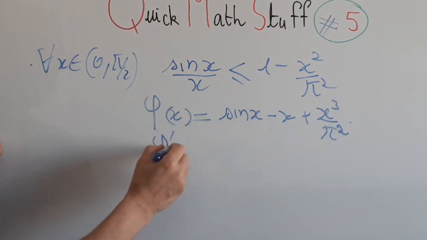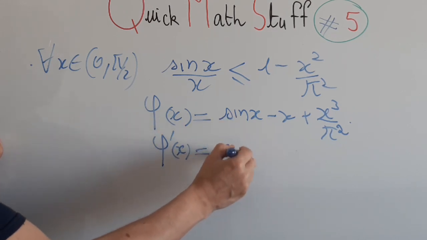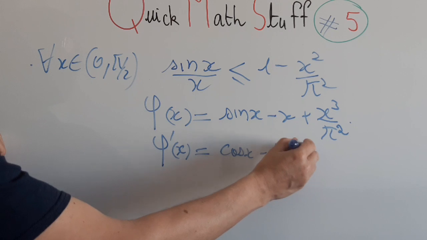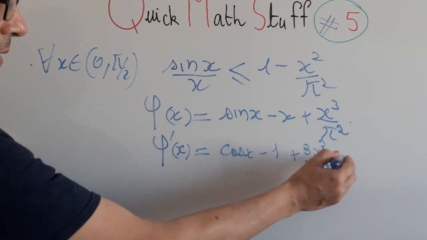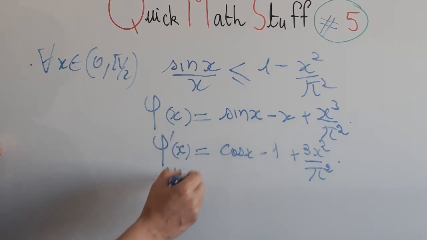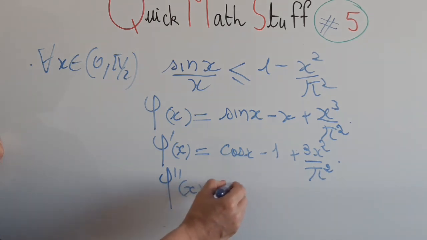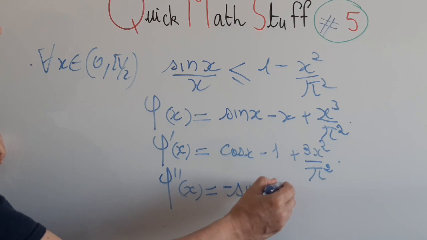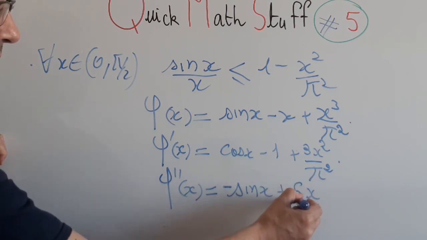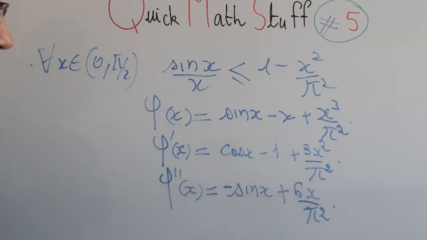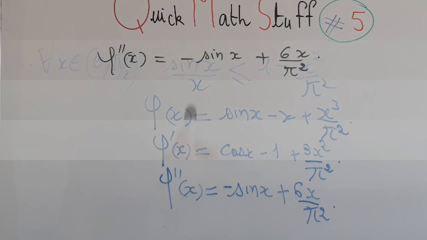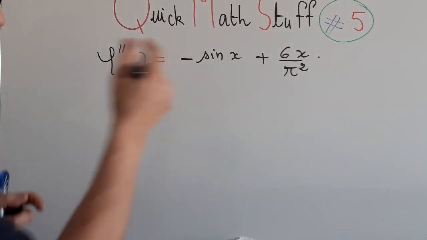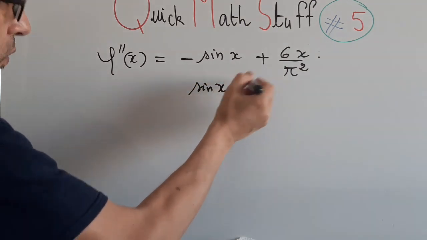Now the first derivative is cosine x minus 1 plus 3x squared over pi squared, and the second derivative will be minus sine x plus 6x over pi squared. Now take a few moments please to prove the inequality from here. Here one can think to use the following well-known inequality.